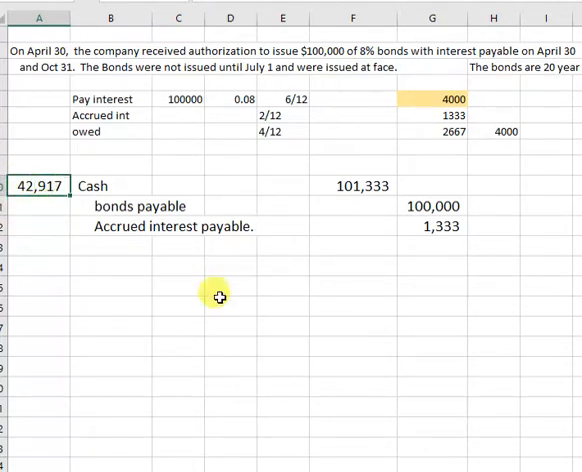I have no idea why it's doing that. Hold on. So anyway, this is July 1. I can't get it to type July 1 in there when they're issued.